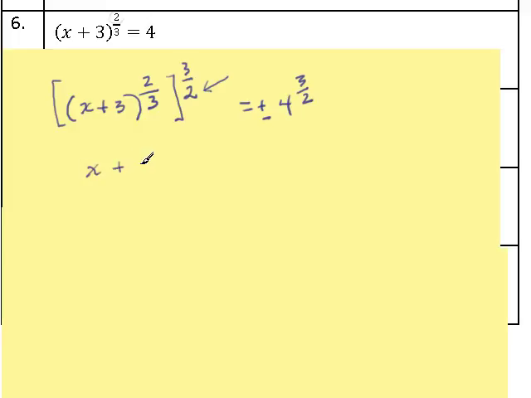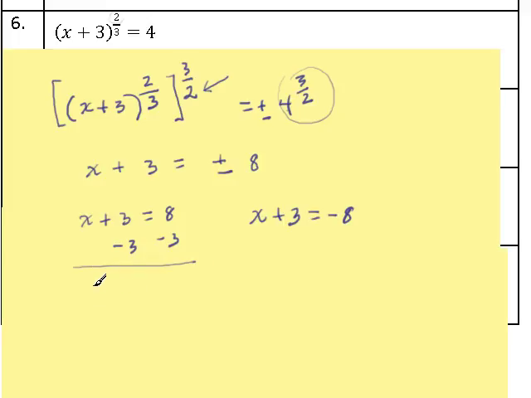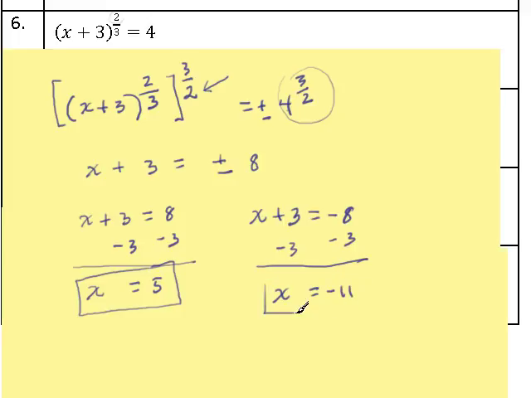So here we get x plus 3 is equal to plus or minus. Now let's evaluate this. Square root 4 is 2, and then cubed is 8. Write this as two equations. X plus 3 is equal to 8, and x plus 3 is equal to negative 8, and solve both. Here we get x is equal to 5. And here we get x is equal to negative 11, two solutions.